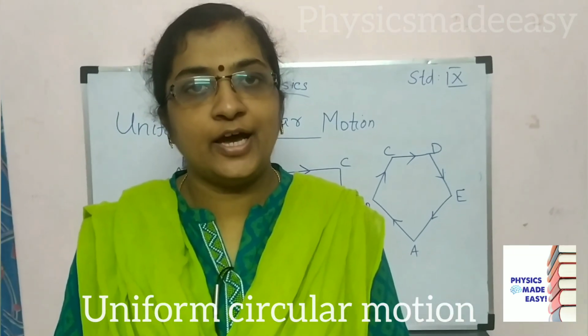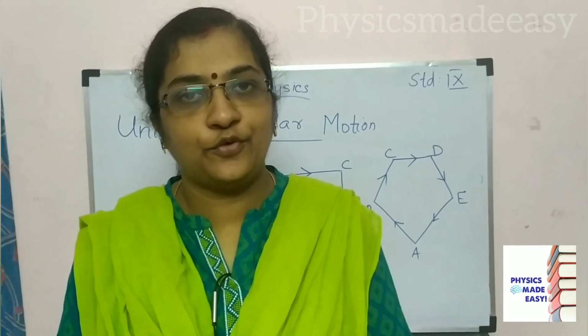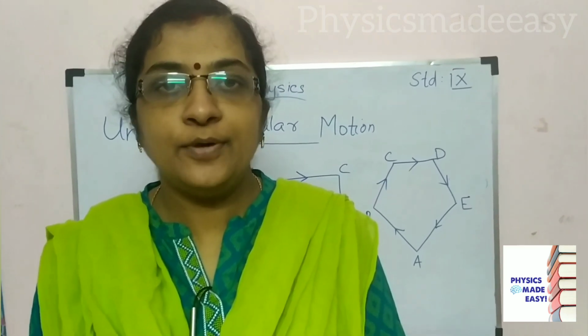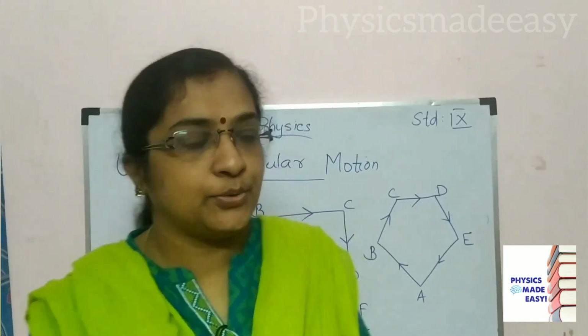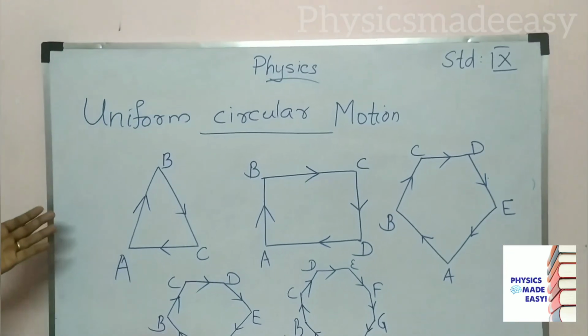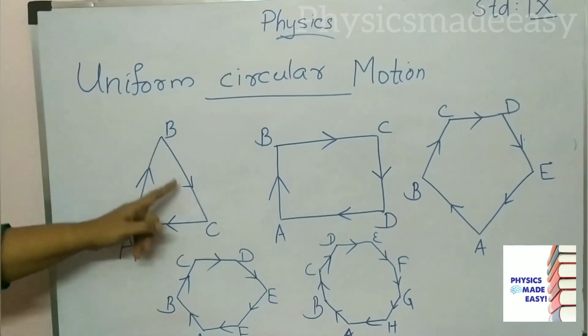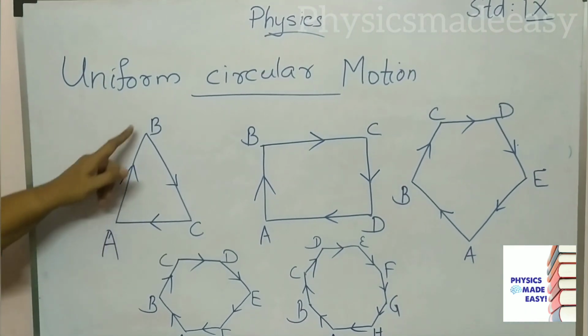Students, today we are going to discuss uniform circular motion. Before that, we can discuss some other shapes. Here you can see so many shapes. First one, triangle. Triangle ABC you can see here.